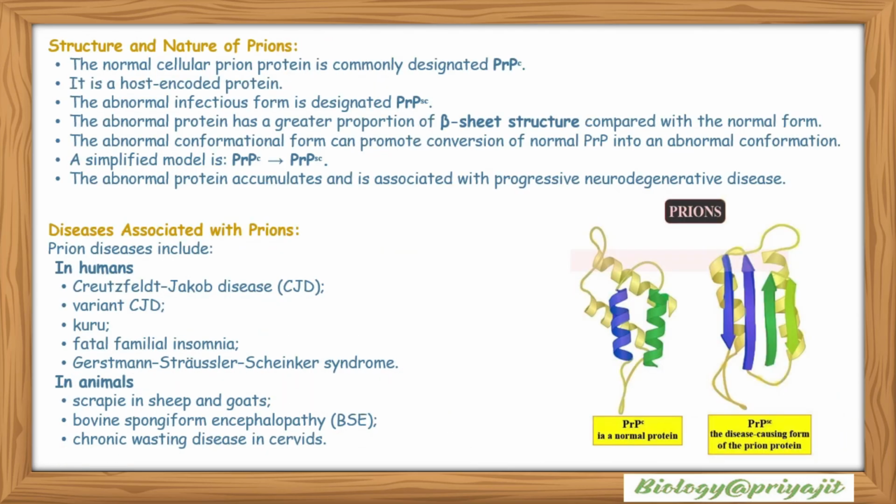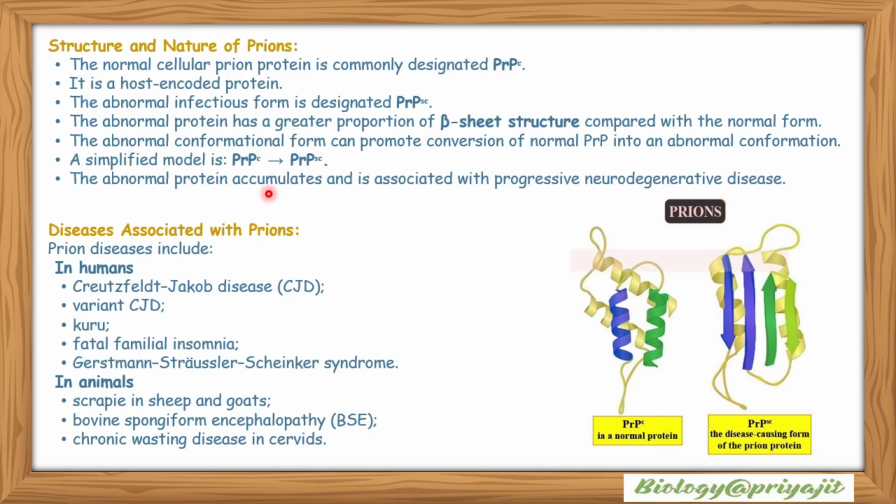Structure and nature of prions. The normal cellular prion protein is commonly designated as PrPC. It is a host-encoded protein. The abnormal infectious form is designated as PrPSc. The abnormal protein has a greater proportion of beta sheet structure compared with the normal form. The abnormal conformation can promote conversion of normal PrP into the abnormal conformation. The simplified model is PrPC into PrPSc. The abnormal protein accumulates and is associated with progressive neurodegenerative disease.